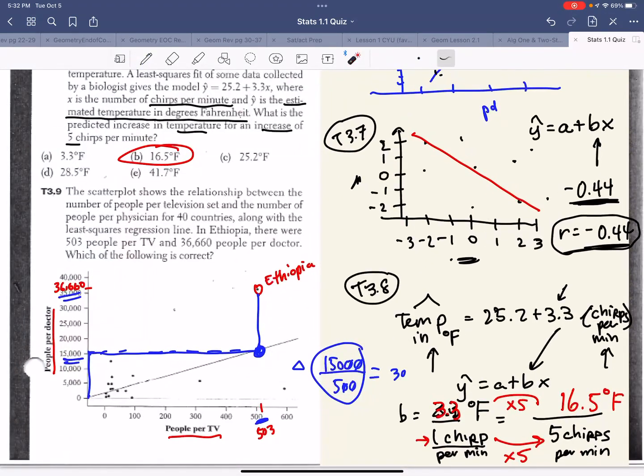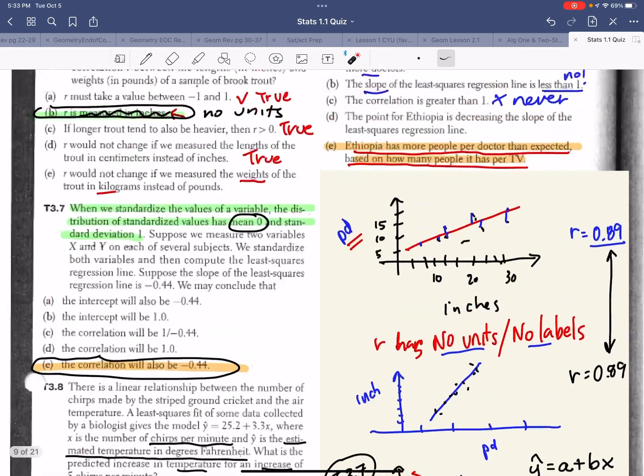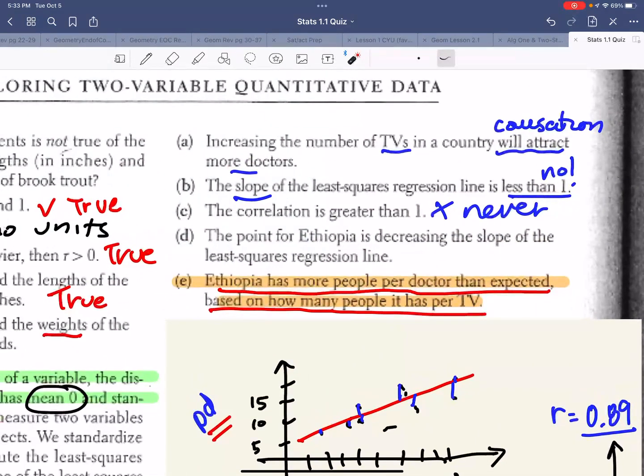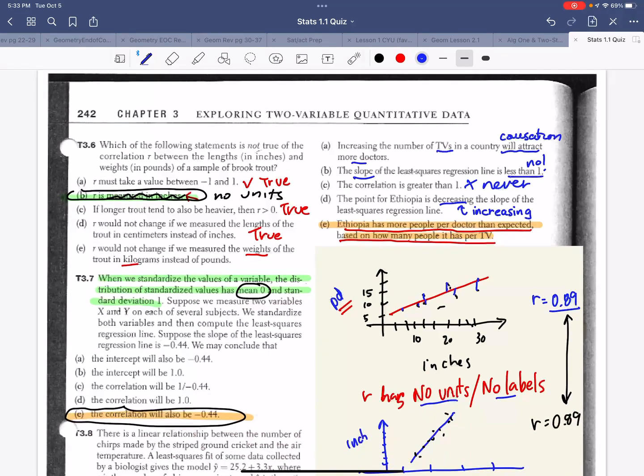Okay, so let's get my magic pen. If this is it, with Ethiopia there, it's not decreasing the slope, it's pulling it toward that number. So without Ethiopia up here, the slope would have been probably more like this. You see what I'm saying? So it's pulling it towards it. It's increasing the slope, so we know this one's false. And again, we know E is right. But this would be the word increasing. So it's pulling the line closer to it. Therefore, it's increasing the slope than it would have been without that point.